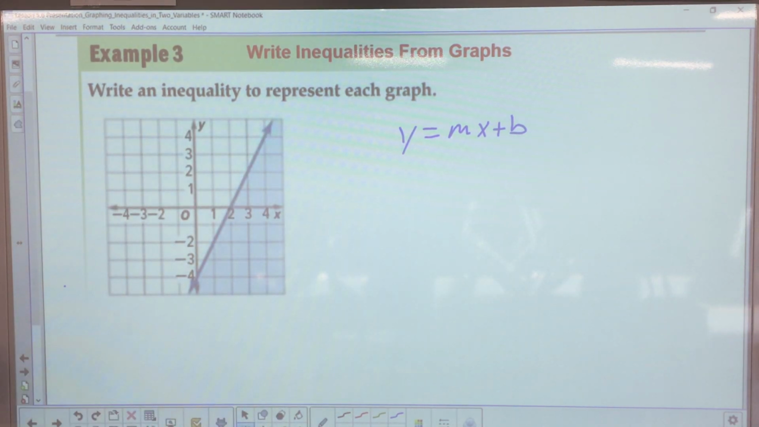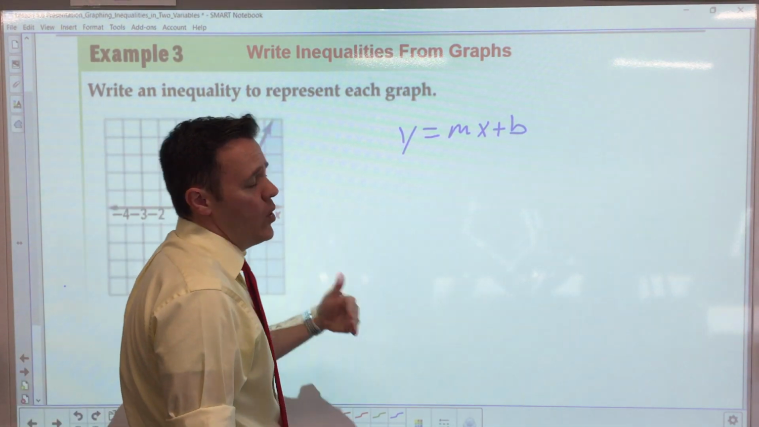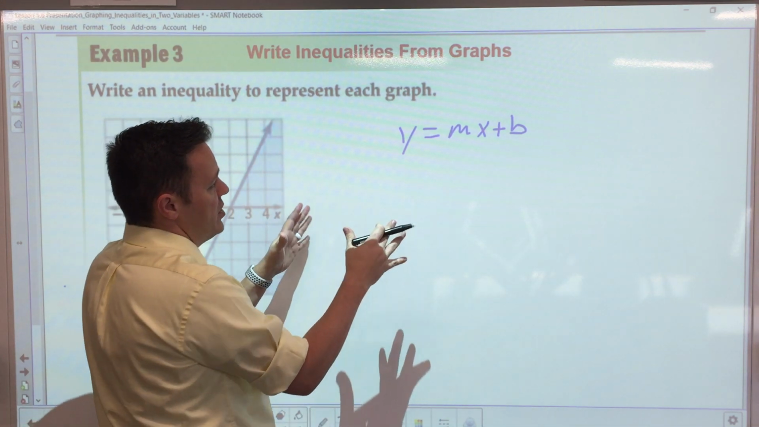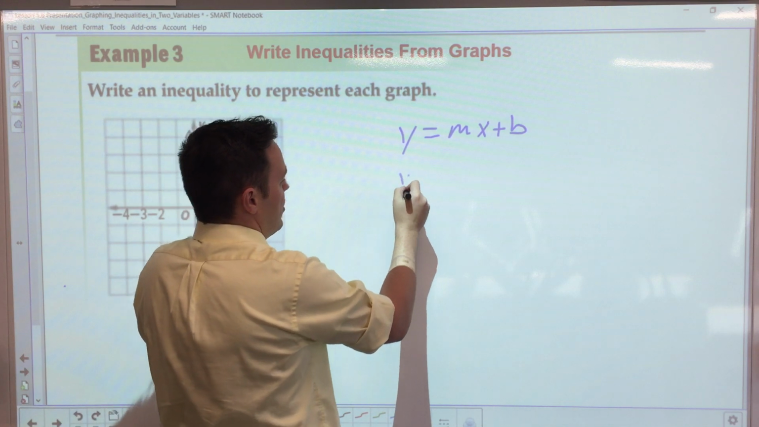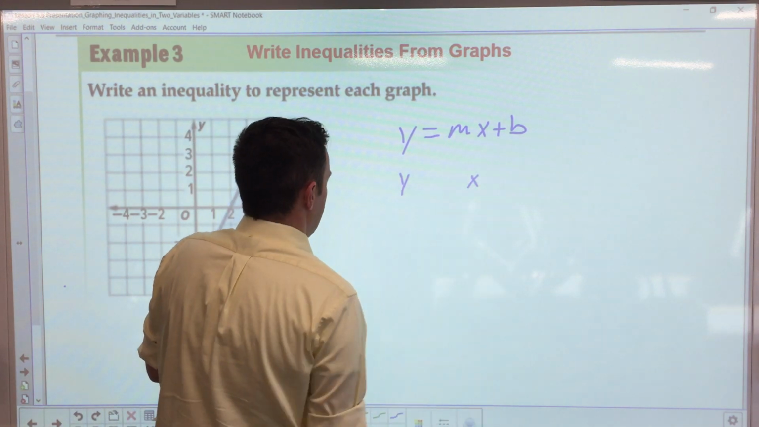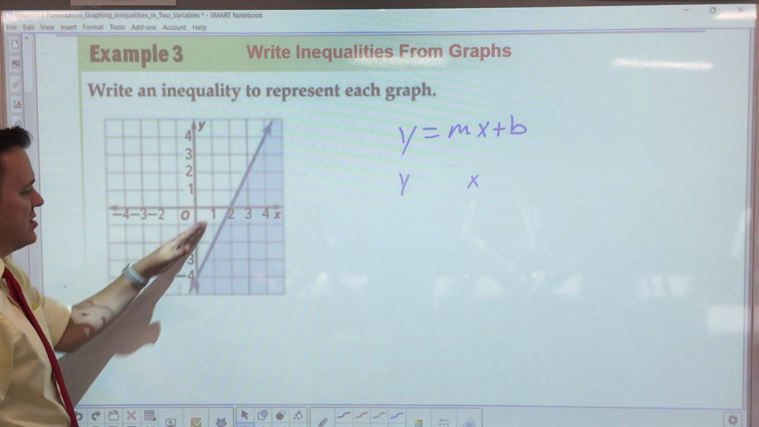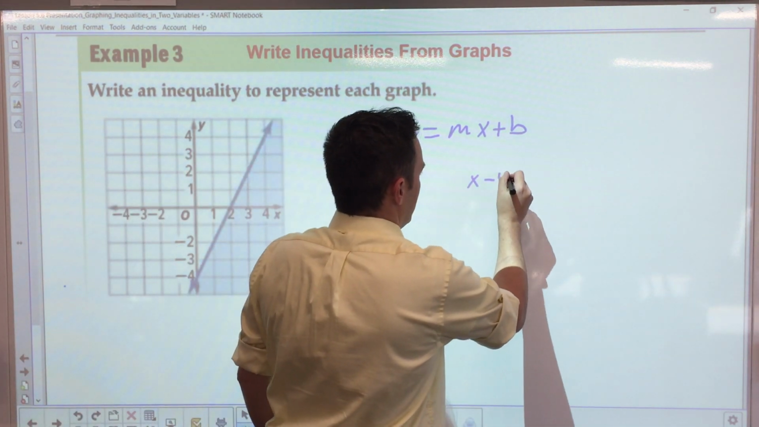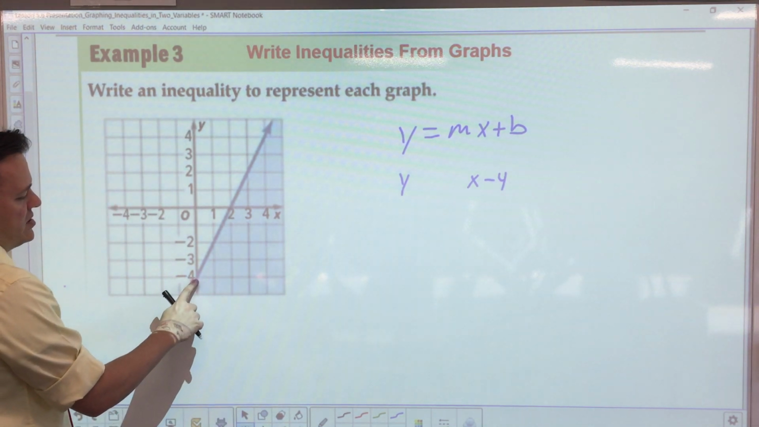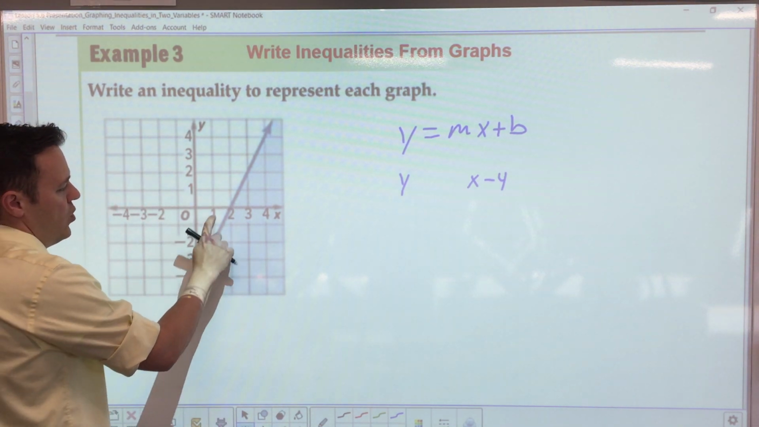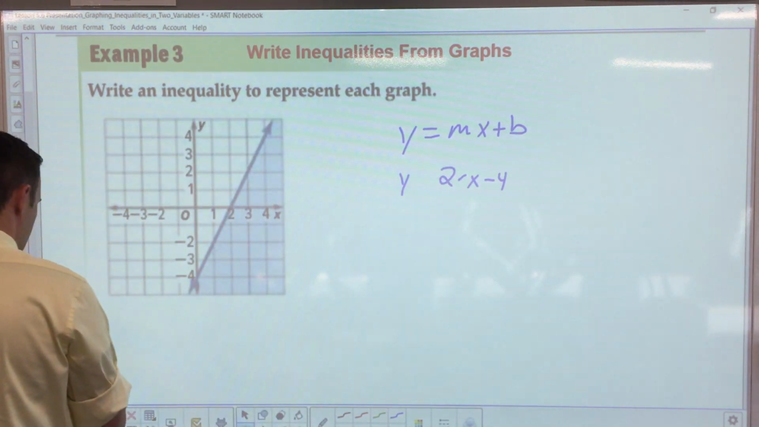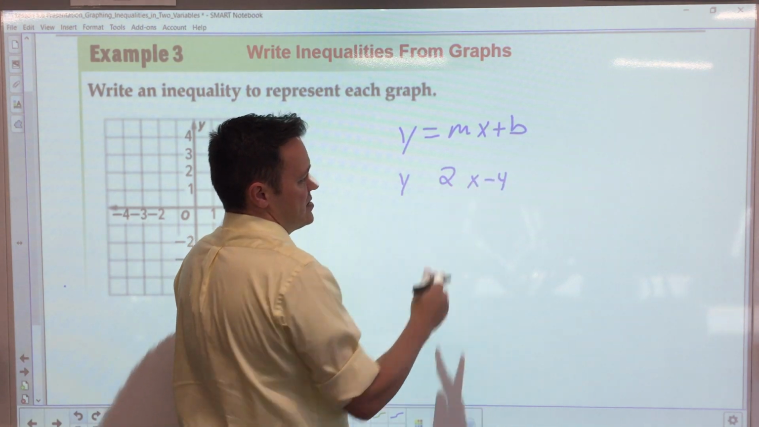Now, what you guys need to do is write this equation given what you know. So what I mean by that is we've got a y, we don't know what the m is yet, but we do have an x. So what is our b? The b represents the y-intercept, -4. And then what is our slope? Our slope is up 2 over 1. So our slope is 2x minus 4.